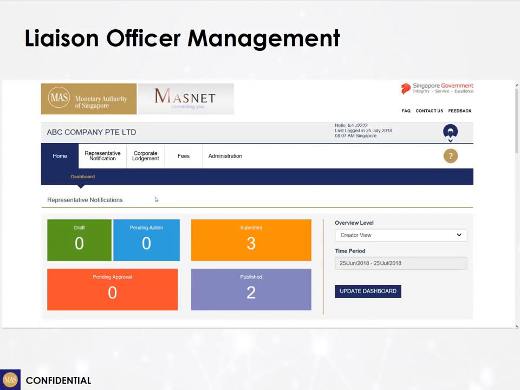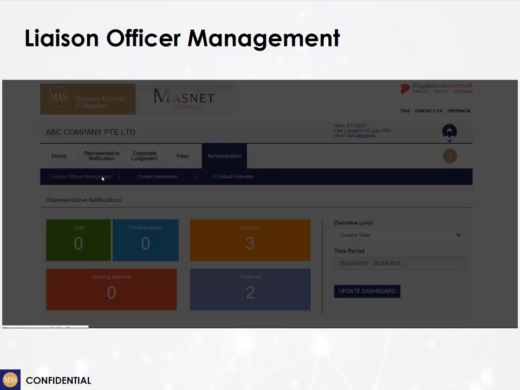We will move on to Liaison Officer Management. As the name suggests, this module will only be available to liaison officers of your FI. We will first look at how you can go about modifying user access rights. To make the modifications, select Administration followed by Liaison Officer Management.